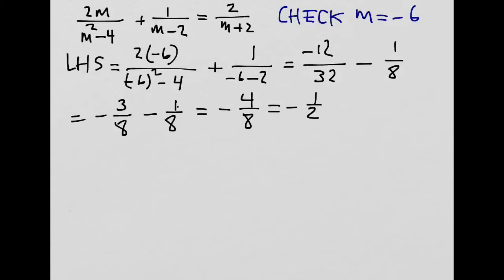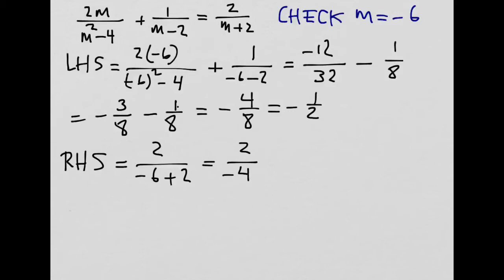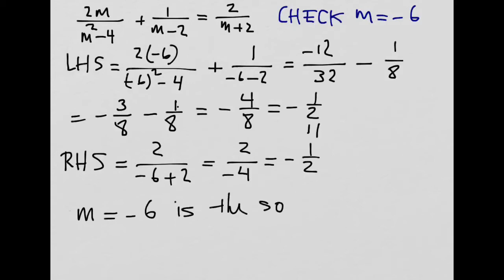Let's see if we get the same thing on the right-hand side. Right-hand side equals 2 over minus 6 plus 2 equals 2 over minus 4, which equals minus 1/2. Left-hand side equals right-hand side, so m equals minus 6 is the solution to our equation.